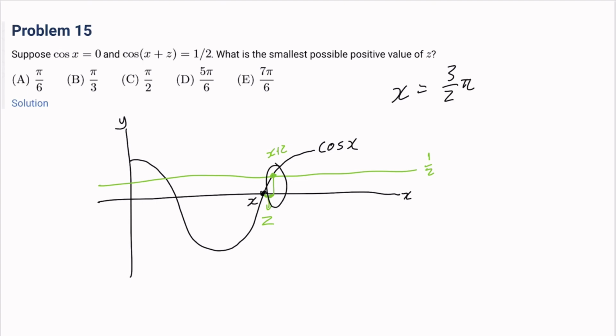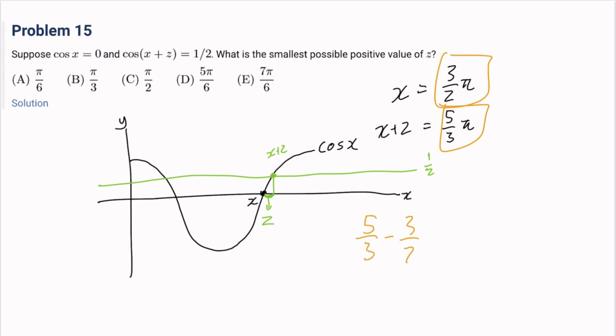And then this value, when cosine x equals 1/2, so x plus z, this is going to be 5 over 3 pi, right? And so to get z, we just have to subtract this from that. So that's going to be 5 over 3 minus 3 over 2. This is going to be equal to 1 over 6, right? So this times pi, so this is 1 over 6 pi. So this is our answer, it's A.